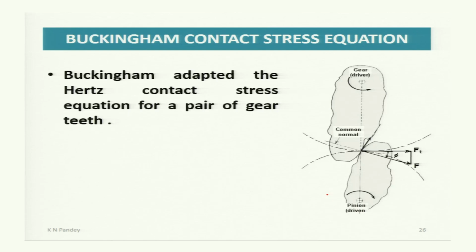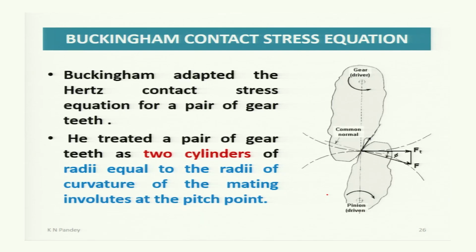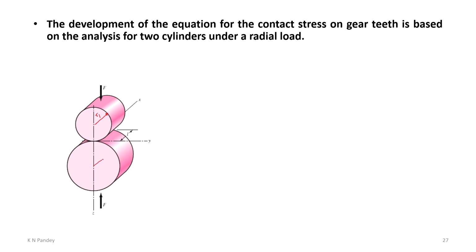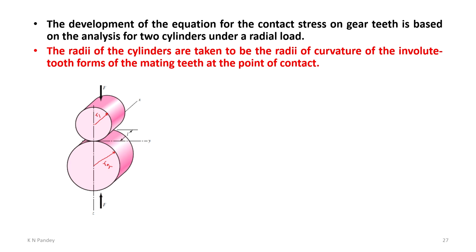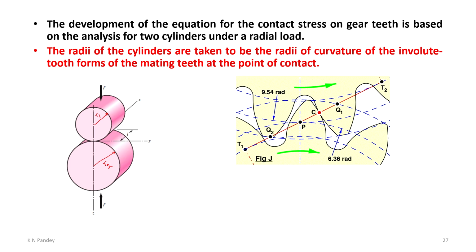Now, Buckingham adopted the Hertz contact stress equation for a pair of gear teeth. He treated a pair of gear teeth as two cylinders of radii equal to the radii of curvature of the mating involutes at the pitch point. Let us see. If the radius of the second cylinder is R2, then the radii of the cylinders are taken to be the radii of curvature of the involute tooth form of the mating teeth at the point of contact.